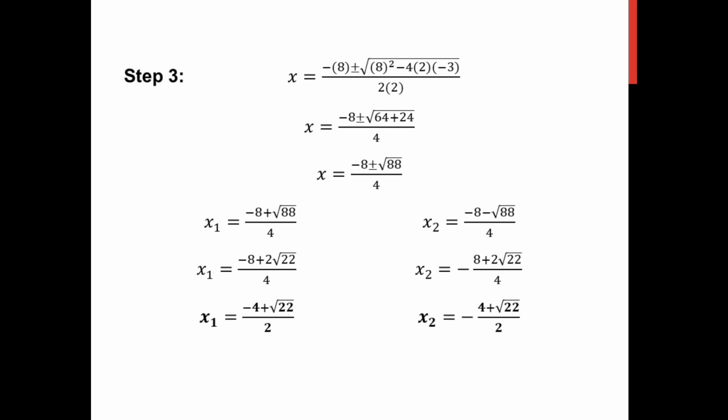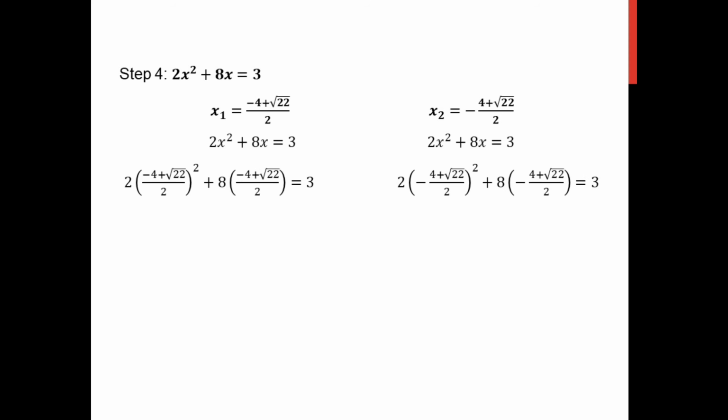Then, simplifying it again, our x sub 1 is equal to negative 4 plus square root of 22 over 2, and our x sub 2 is equal to negative 4 minus square root of 22 over 2. What we did is, we divided negative 8 by 4, so we have negative 4, and 2 divided by 4 is 1/2. That is why we have 2 in the denominator. Same here in x sub 2.